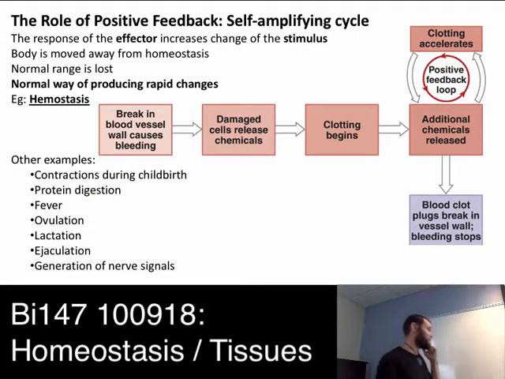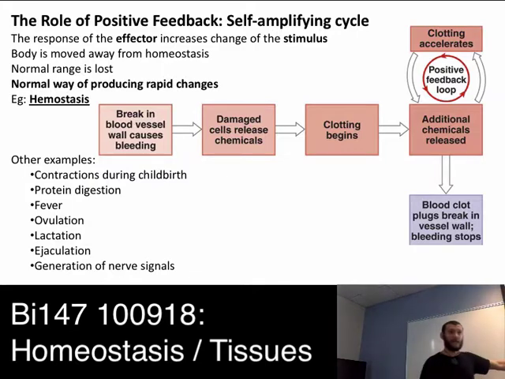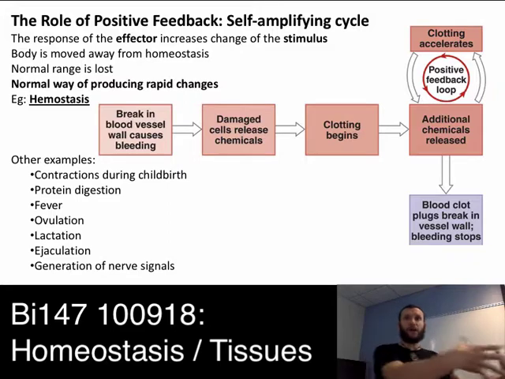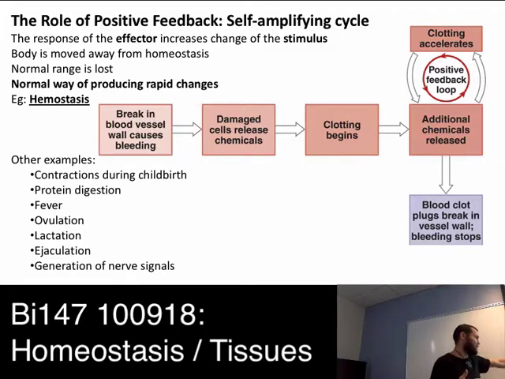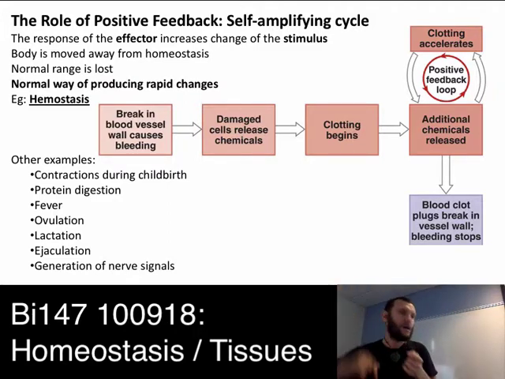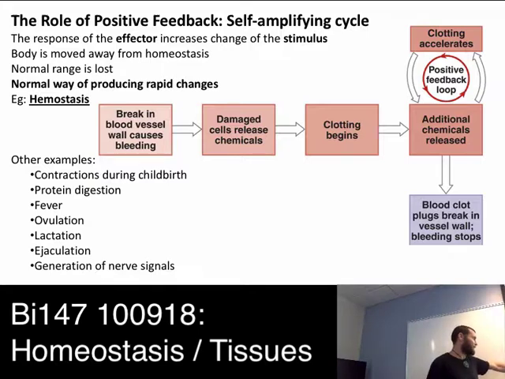All right, so here are some other examples of positive feedback. Contractions during childbirth. I think I have a slide after this that shows that. Protein digestion, when you eat some food. As you begin to digest protein, those broken down peptides amplify the speed with which you break other proteins down. It's a self-speeding process, like the contraction. We'll see contractions in a minute. Fever. When you're having a fever, your body temperature goes up, and as it goes up, it speeds itself up. So it continues to go up.